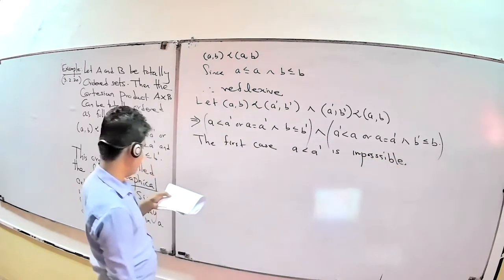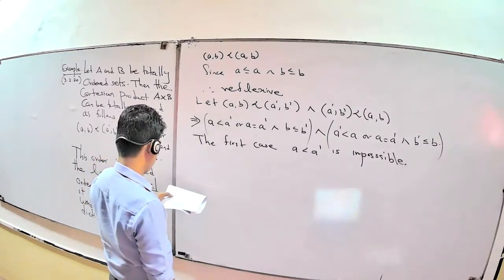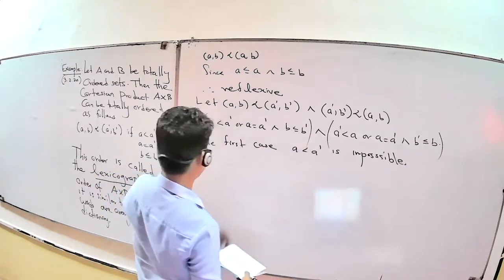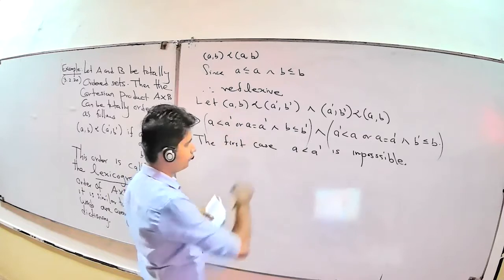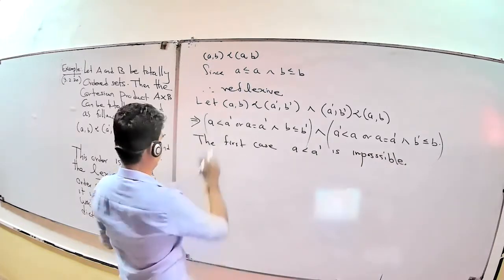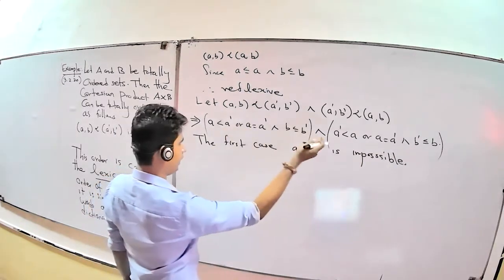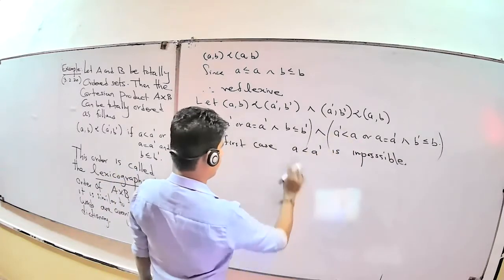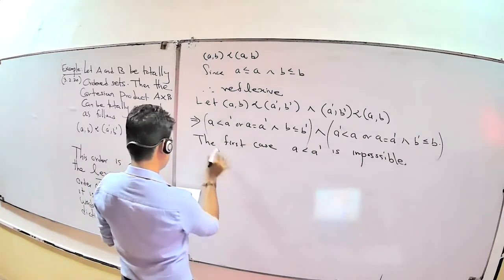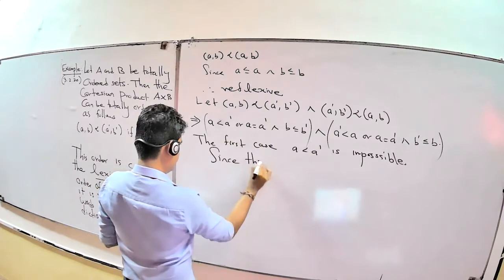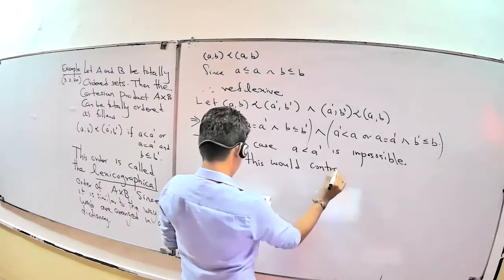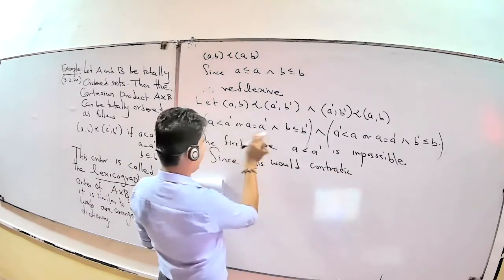Why is it impossible? Impossible means here you have the case A less than A dash, but you already have the case of this one or this one. But again you have A dash less than or equal to A. From both of these, suppose A less than or equal to A dash and A dash less than or equal to A, therefore both are equal, no? Therefore this is not possible. Only equal is possible, right? Since this would contradict this part, A equal A dash.